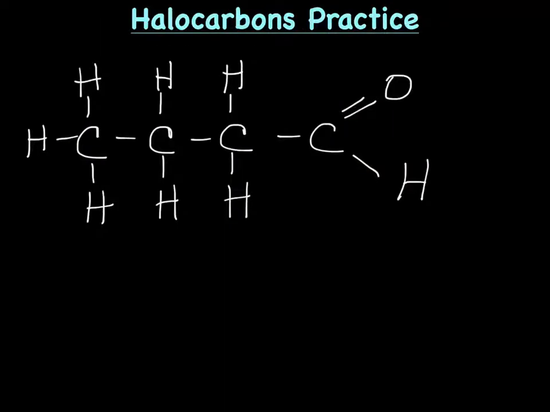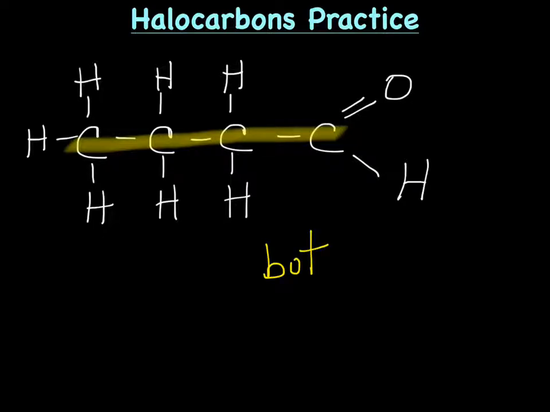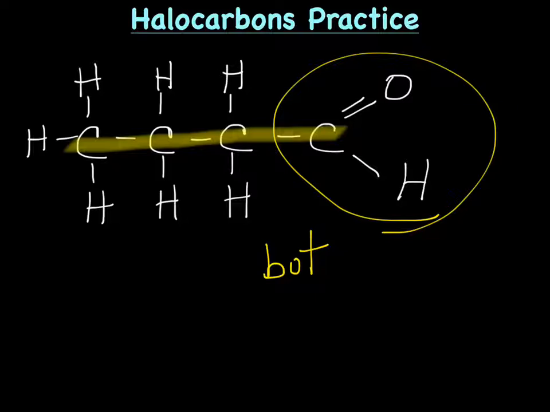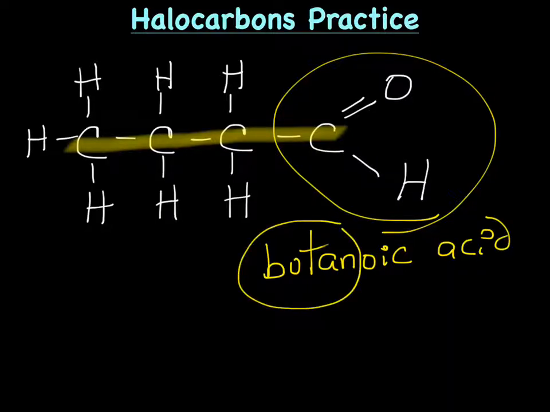Okay, let's try this. Let's start by finding our parent chain, and we have a 4-carbon chain, which makes the prefix but. We have a carboxyl group, so instead of writing butane, we're going to change the ending to butanoic acid. Okay, so we still have a butane, but we add the oic acid, so butanoic acid.